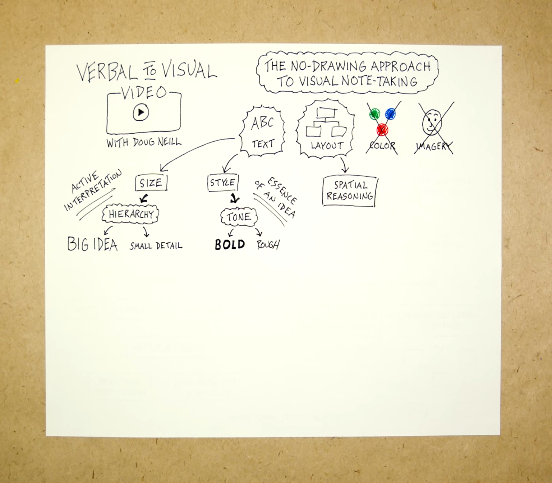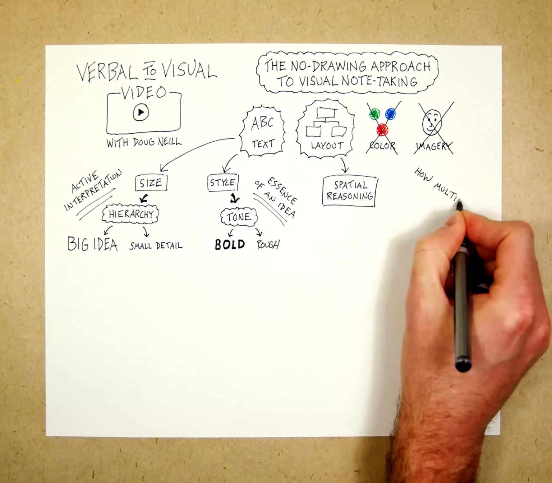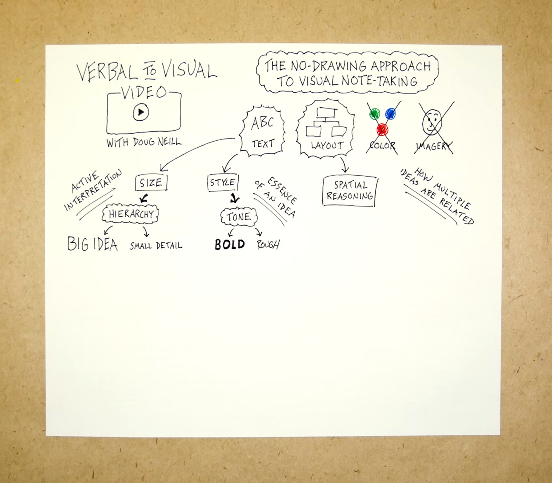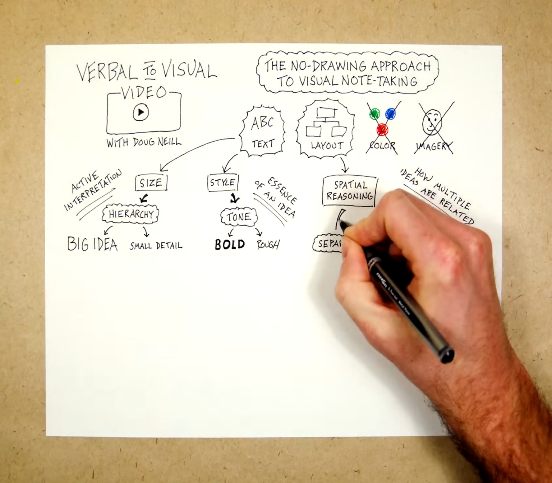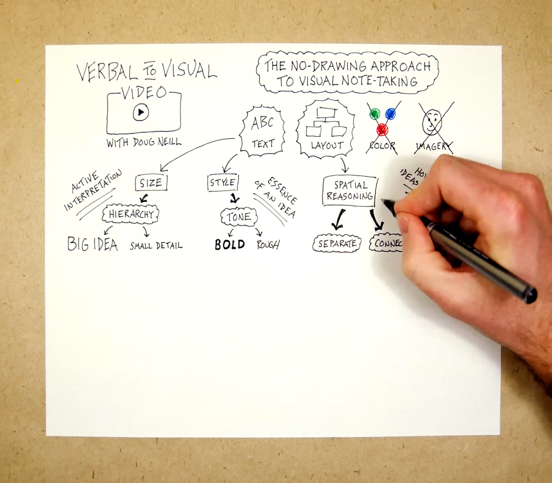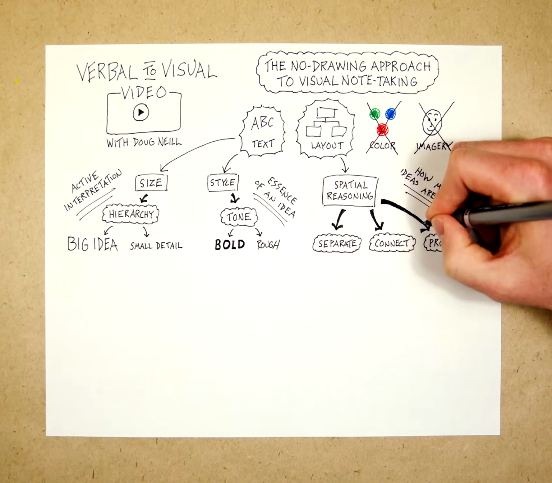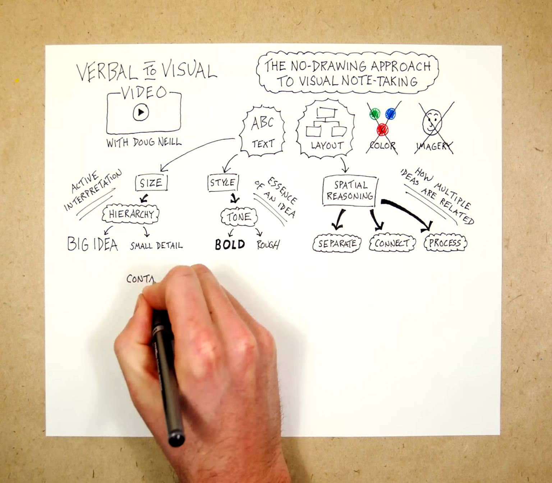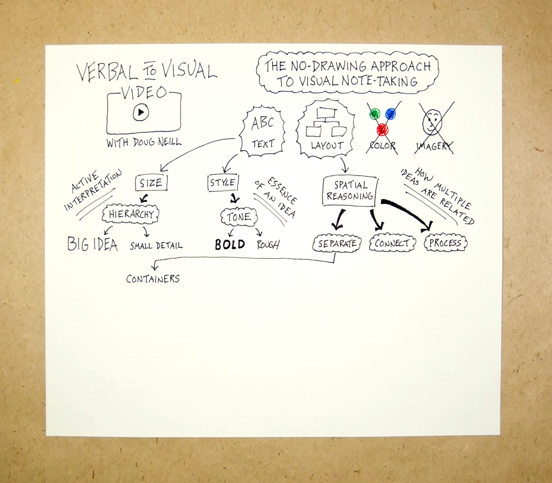And when we apply that spatial reasoning to the visual note-taking process, it helps us distinguish how multiple ideas are related to each other. Specifically, we can use this skill to separate ideas, to connect ideas, and to show processes. There are a couple of ways that you can separate ideas on the page. The first is using containers, which are these bounds that you put around a word or a phrase that show that it's separate from any other set of word or phrase that's bounded somewhere else.